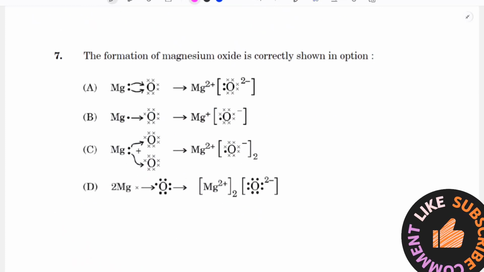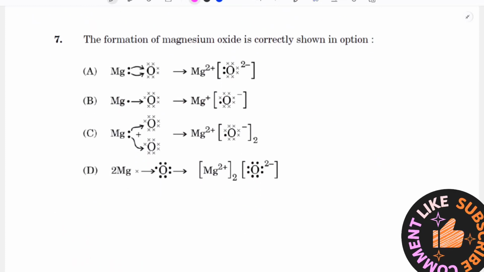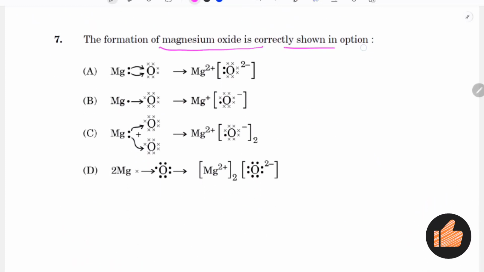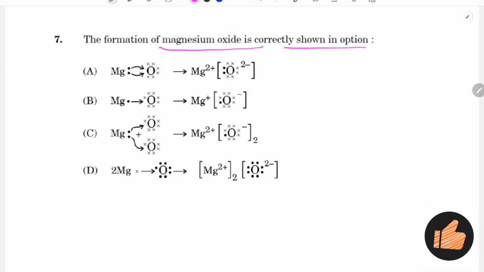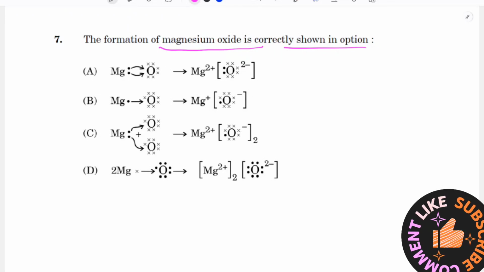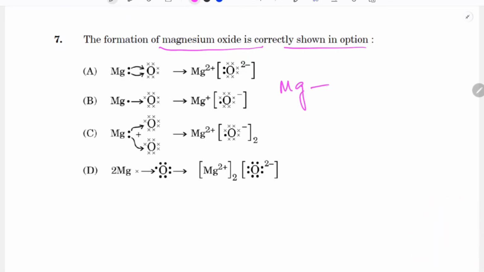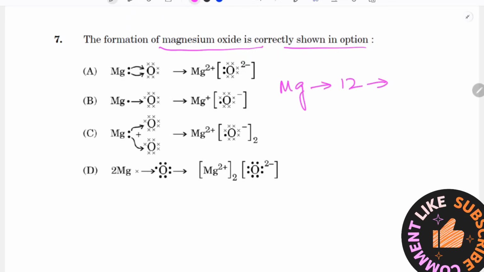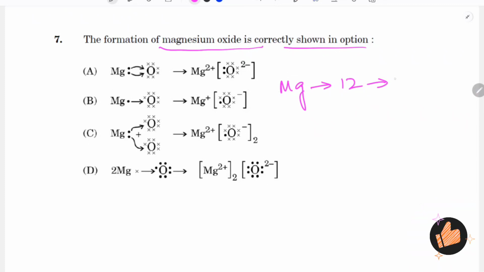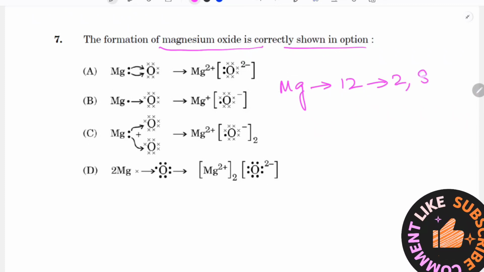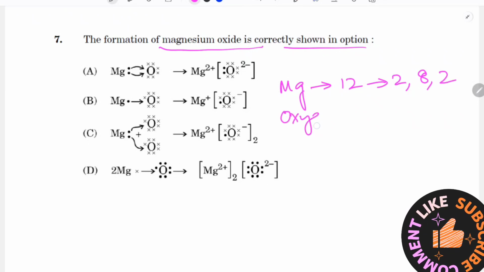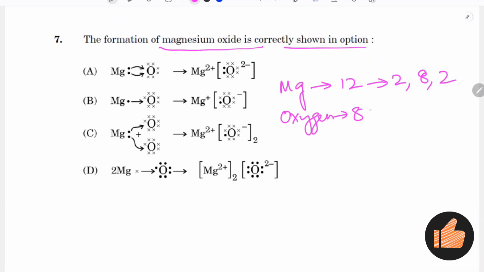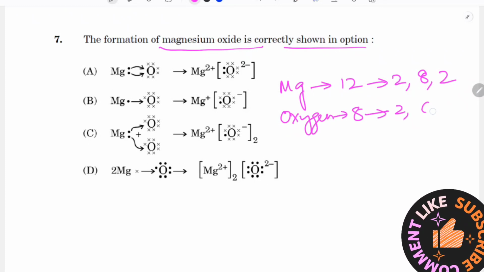Now question number 7. The formation of magnesium oxide is correctly shown in which option? In which option are we seeing the formation of magnesium oxide? So we should know the atomic number of magnesium. For magnesium, what is the atomic number? 12. So how will be the electronic configuration? First shell you are having 2, in the second one you are having 8 electrons, and in the third one you are having 2 electrons. Whereas the atomic number of oxygen is 8. So in the first shell you are having 2, in the second one you are having 6.